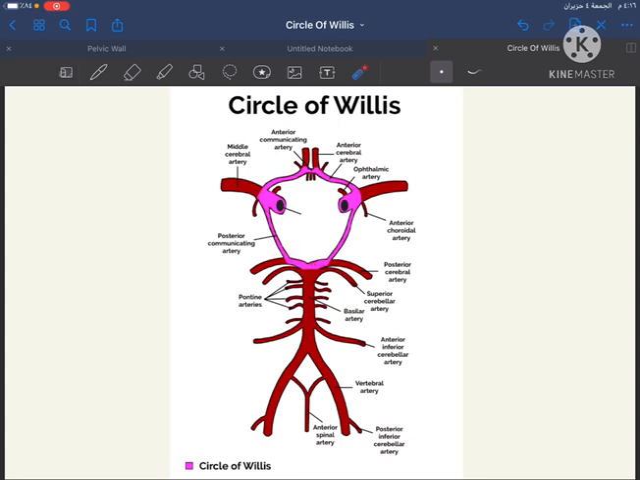There are additional branches arising from the internal carotid artery: the ophthalmic artery, the anterior choroidal artery, and also the middle cerebral artery that runs in the lateral sulcus of the brain. So this is the circle of Willis.